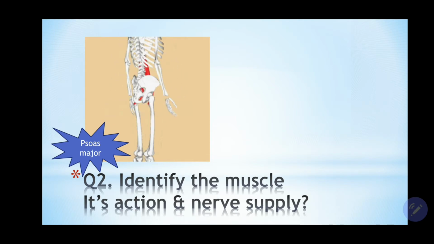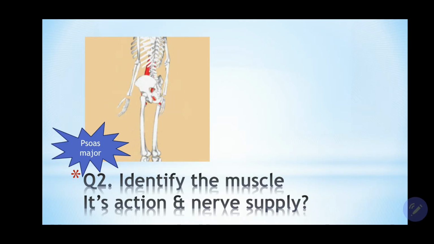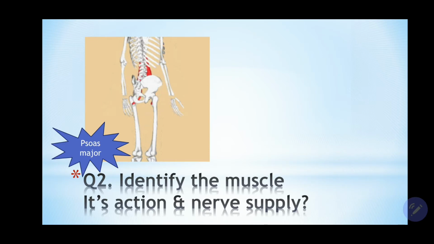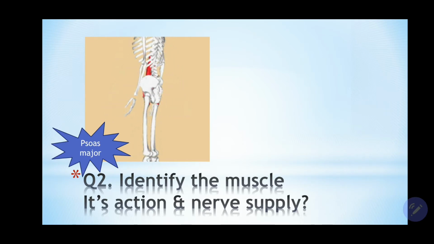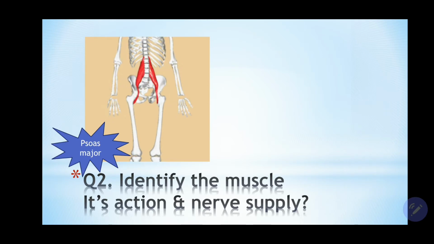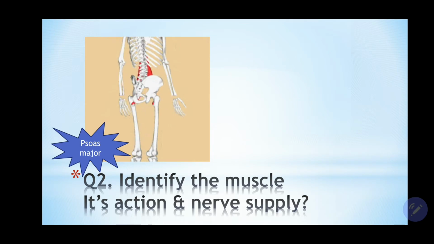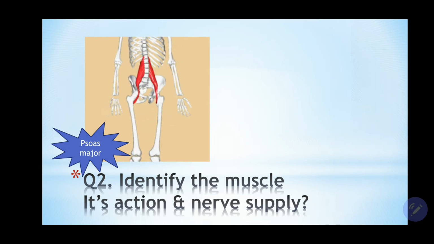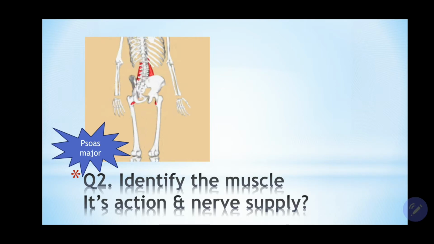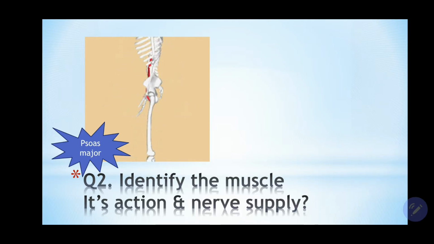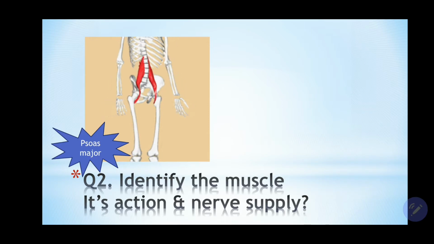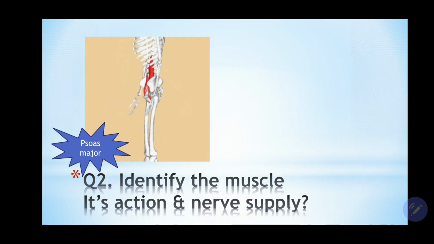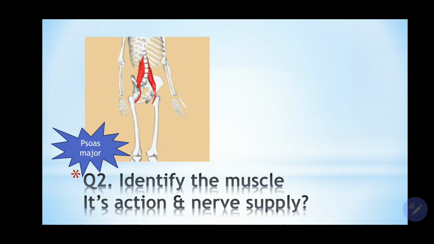And other actions are like unilateral contraction. If this muscle on one side contracts, then it will cause lateral tilting of the lumbar spine. And because it's inserted medially on the tip of the lesser trochanter, it also has a slight role in medial rotation as well. And of course it provides stability to your lumbar spine while you are in sitting position. So these are the few actions.